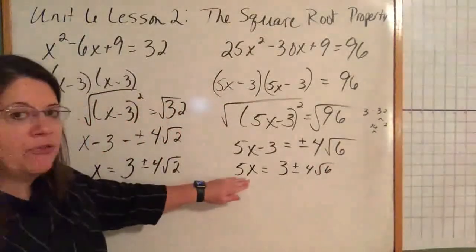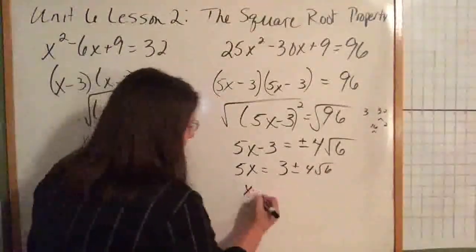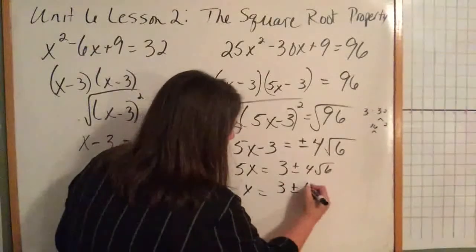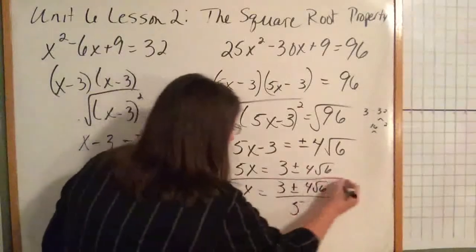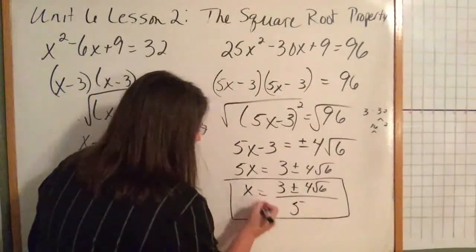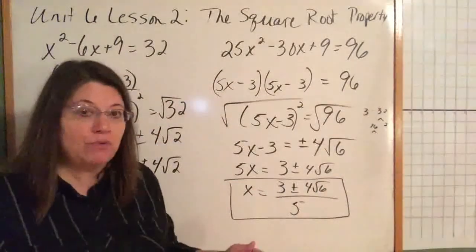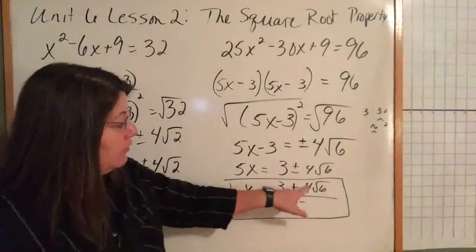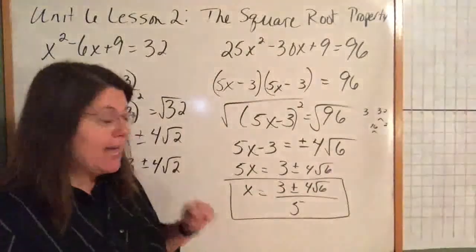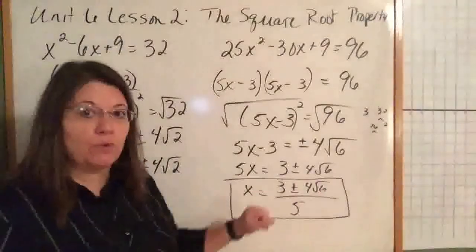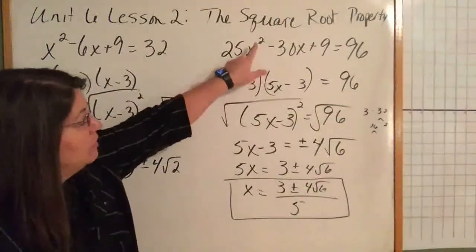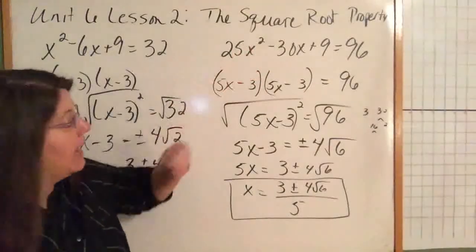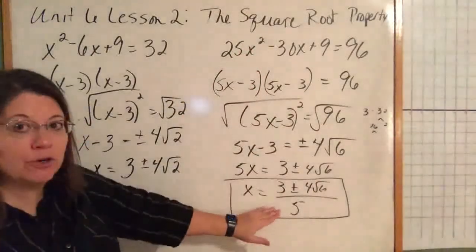And then I'm going to divide both sides by 5. So x equals 3 plus or minus 4 square root of 6 all over 5. And this would be my answer. I do have 2 roots here. I have 3 plus 4 square root of 6 over 5, and I have 3 minus 4 square root of 6 over 5. Those are my 2 roots. So I do have 2 roots because it's a square. I know the power is 2. I have to have 2 roots, and I do.